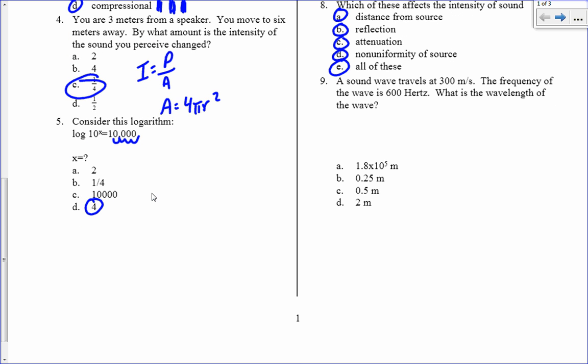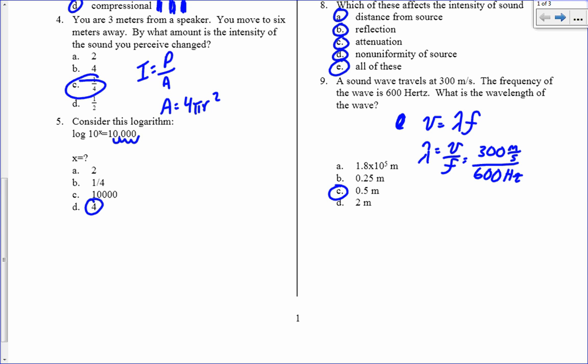A sound wave travels at 300 meters per second. The frequency of the wave is 600 hertz. What is the wavelength of the wave? All right, so the speed of the wave is equal to the wavelength times the frequency. I want to know the wavelength. So that's the speed over the frequency. That's 300 meters per second over 600 hertz. So that's a half.